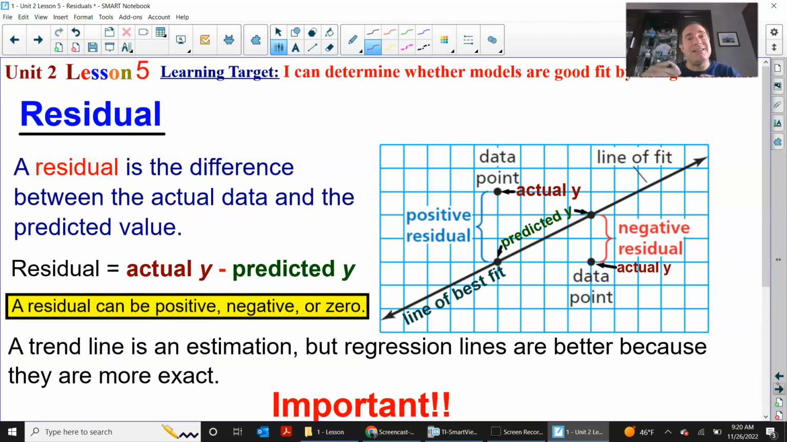residuals. The residual is the difference between the actual data. So we're talking about the actual points and the predicted value. And we're only going to focus on the Y values, right? So the residual equals the actual Y minus the predicted Y. So you're going to take the actual point and subtract the predicted Y from it.